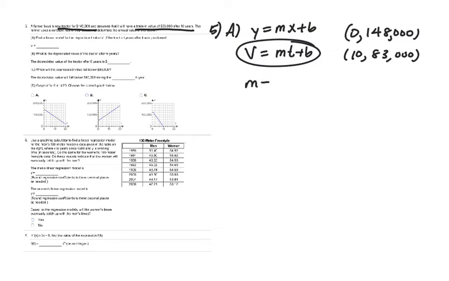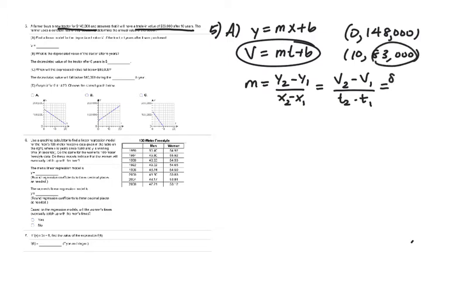And so here we have m equals, instead of y sub 2 minus y sub 1 over x sub 2 minus x sub 1, we'll use v sub 2 minus v sub 1 over t sub 2 minus t sub 1. Okay, and so our second value is going to be 83,000 minus 148,000 divided by 10, our second time, minus 0.